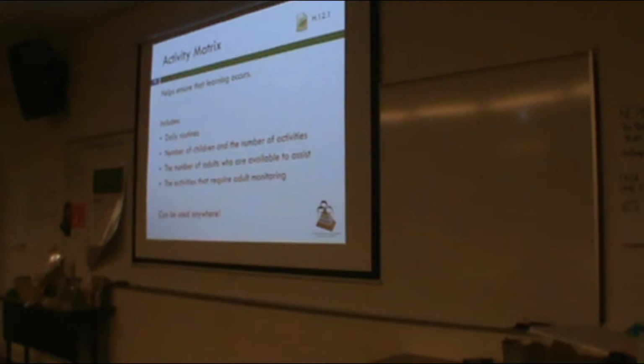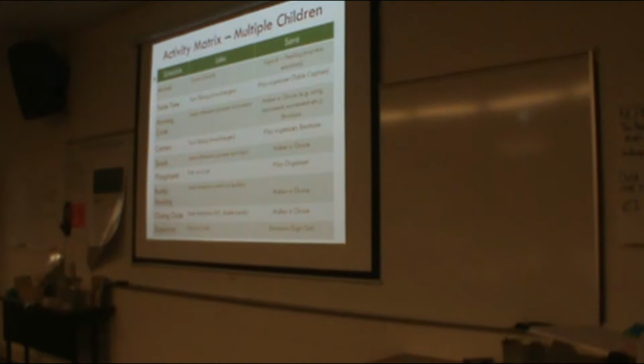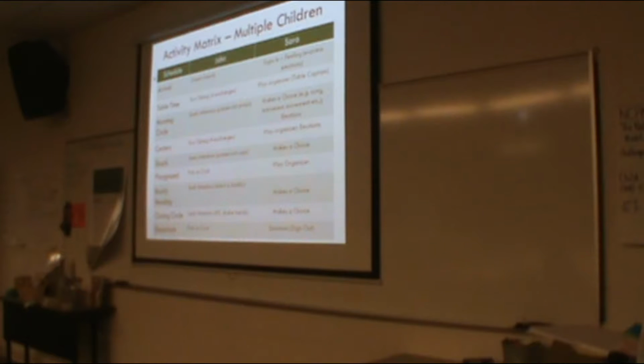So to help ensure the learning occurs, we're going to look at daily routines, the number of children and the number of activities, the number of adults who are available to assist, and the activities that require adult monitoring and can be used anywhere. So this is an activity matrix with multiple children. You could embed an independence goal or a social interaction goal during your activity schedule for each child.